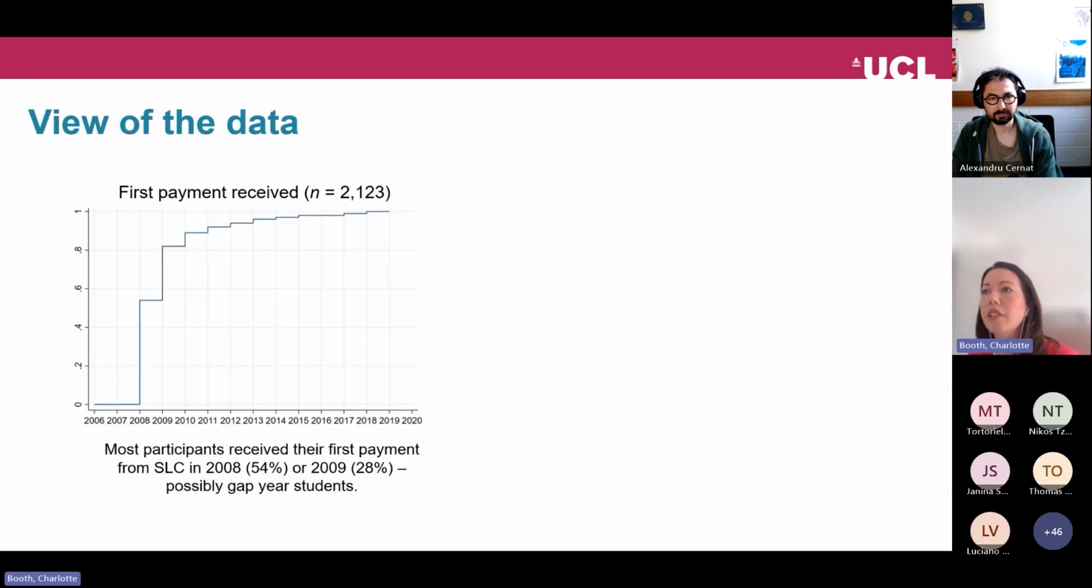So a quick little view of the data. This is from the payments data set. So we had a quick analysis of in which year people received their first payment from the student loans company. And the majority of them received their first payment in 2008. So when they were 18, which makes sense when they're probably first going to university. And then another significant chunk in 2009. So potentially that could reflect gap year students or something.